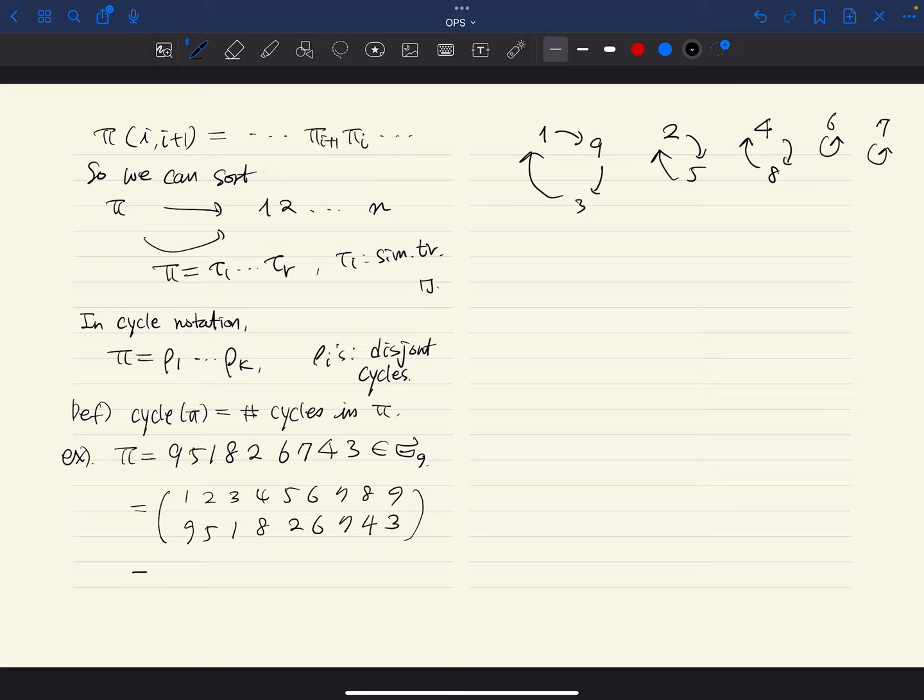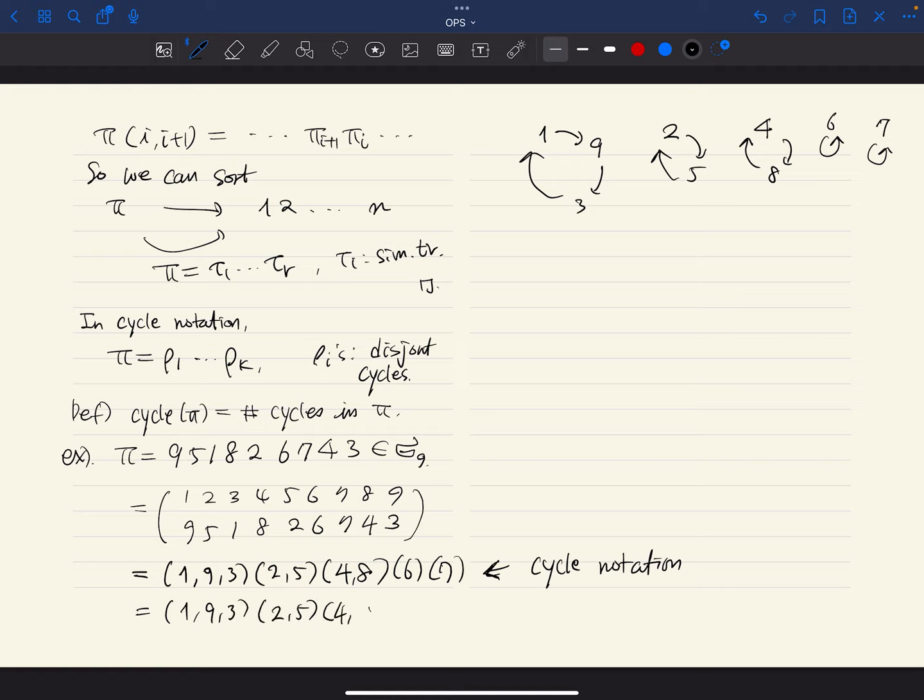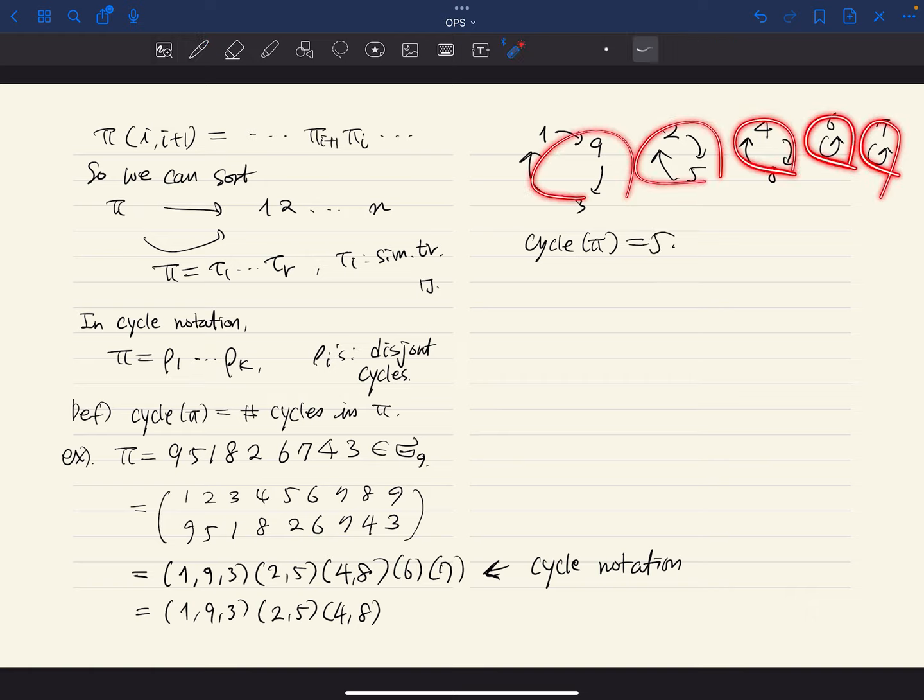So in cycle notation, it is 1, 9, 3. We don't need a comma here. 2, 5, 4, 8, 6, and 7. So this is the cycle notation. Sometimes we omit the cycles of length 1 because they are really just identity. So sometimes we can write this. They are the same. But when we say cycle notation, we usually include all the integers there. So in this case, the number of cycles of pi is 5 because there are 5 cycles of pi.